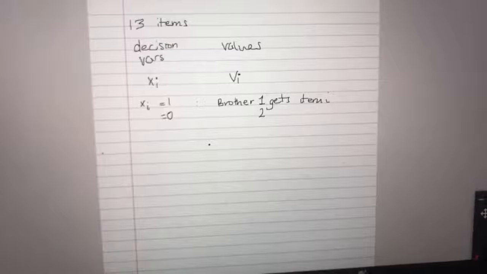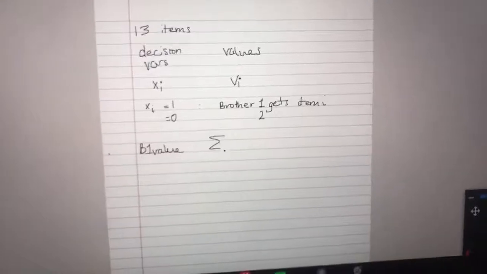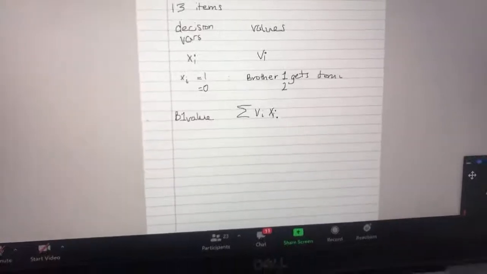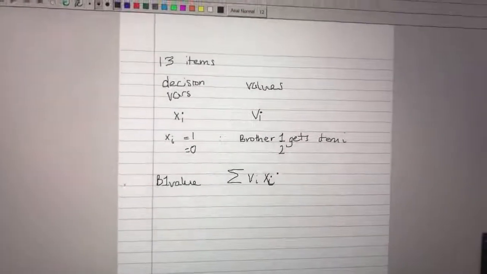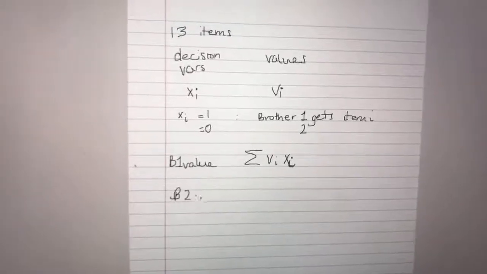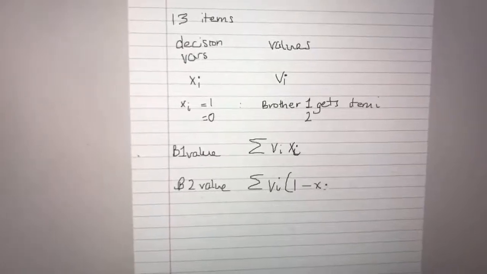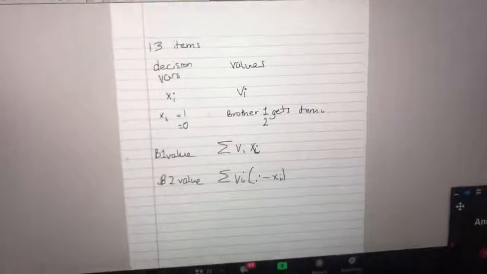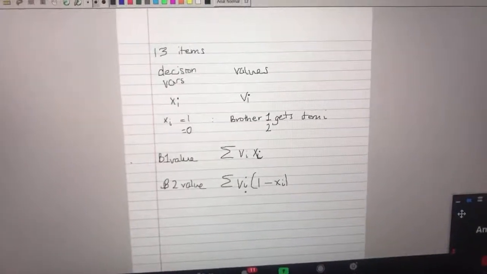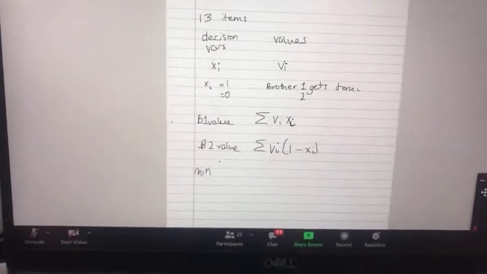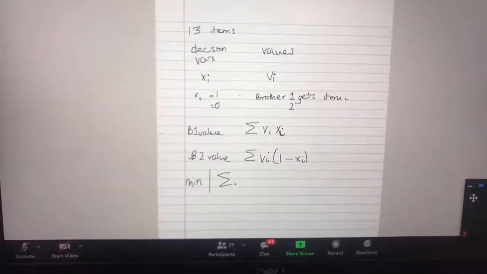And then we wanted to minimize the difference between the values that they get. So brother 1's total value is the sum of vi times xi, because xi is 1 when he gets the item, and then he gets the total value, and if it's 0, he doesn't get any value from that thing. Brother 2's value is the sum of vi times (1 minus xi), because then when xi is 0, this whole expression becomes 1, and he gets that value from vi. So then we are minimizing the difference between these.